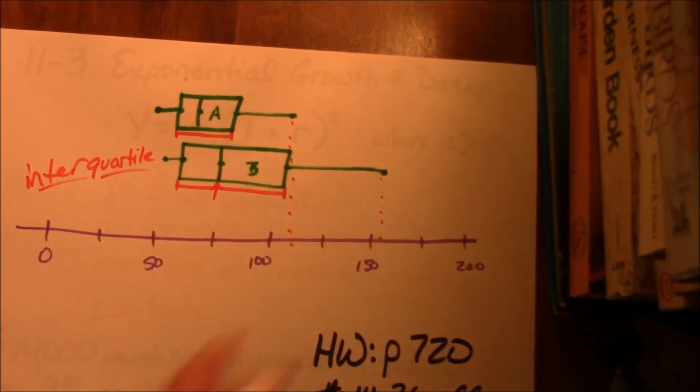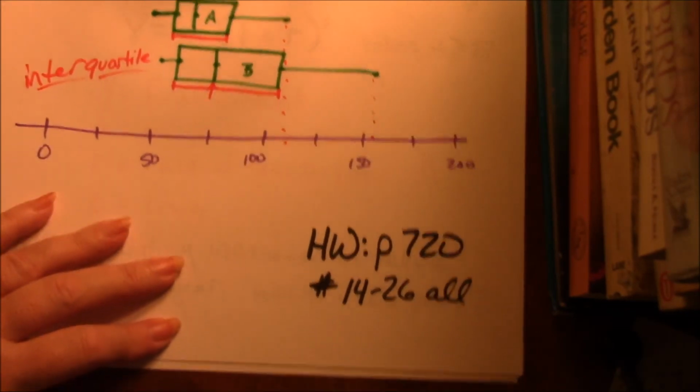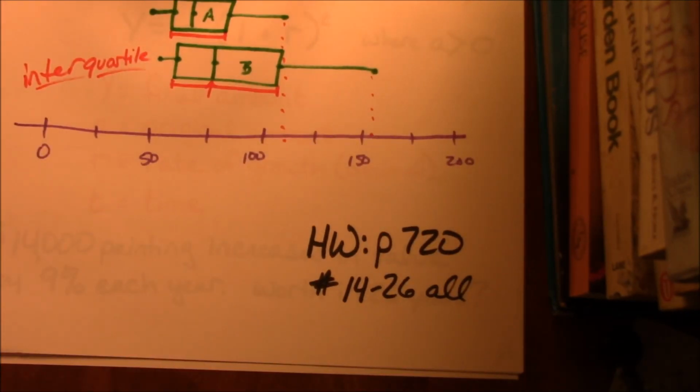And that's it. Your homework for this section starts on page 720. You're going to do 14 to 26 all. Please make sure you ask if you have any questions.